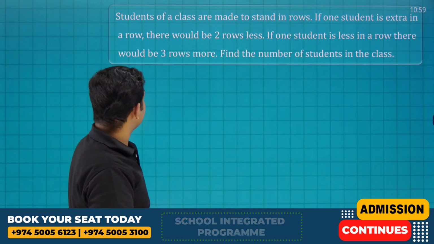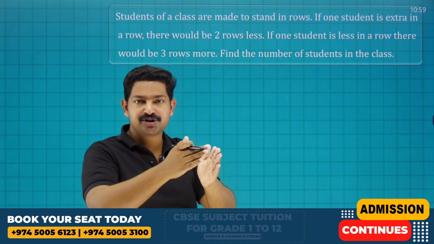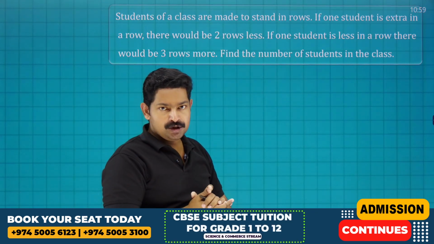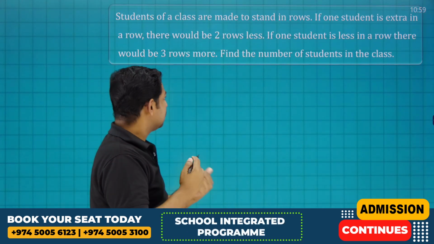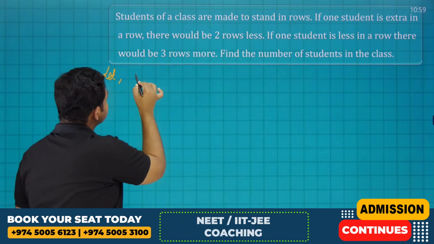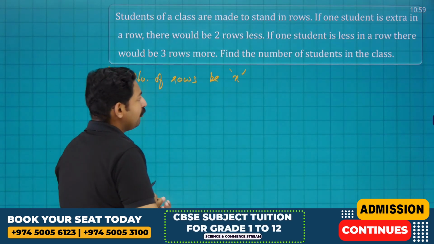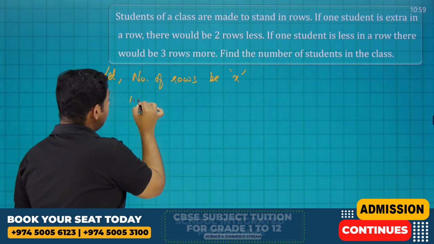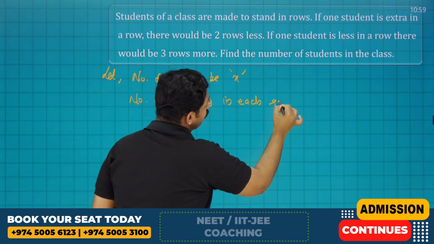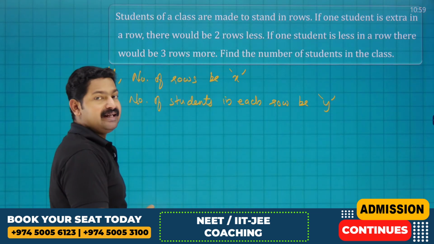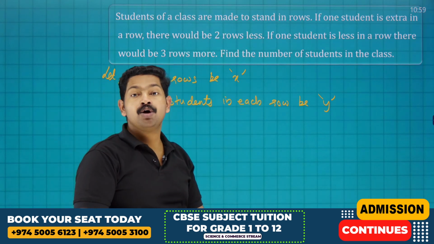Okay, so students of a class are made to stand in rows, and some conditions are given. So anyway we need to consider the variables x and y, right? Which things can we consider? So here I am considering, let the number of rows be x, and the number of students in each row be y. So I am taking the number of rows as x and the number of students in each row as y.